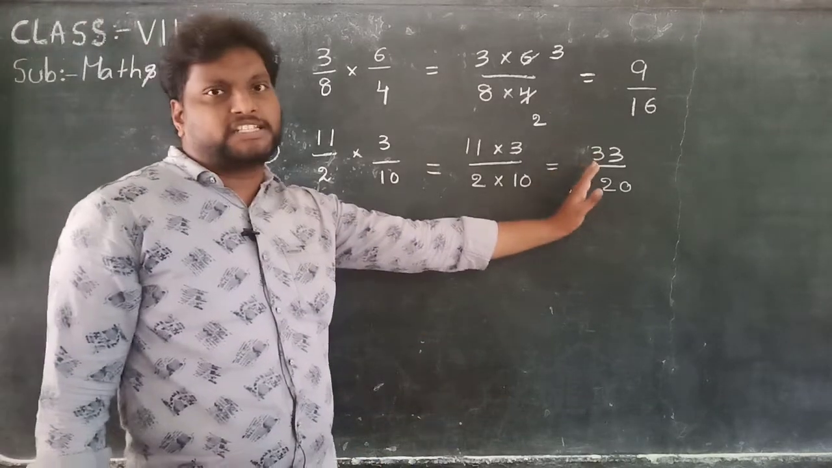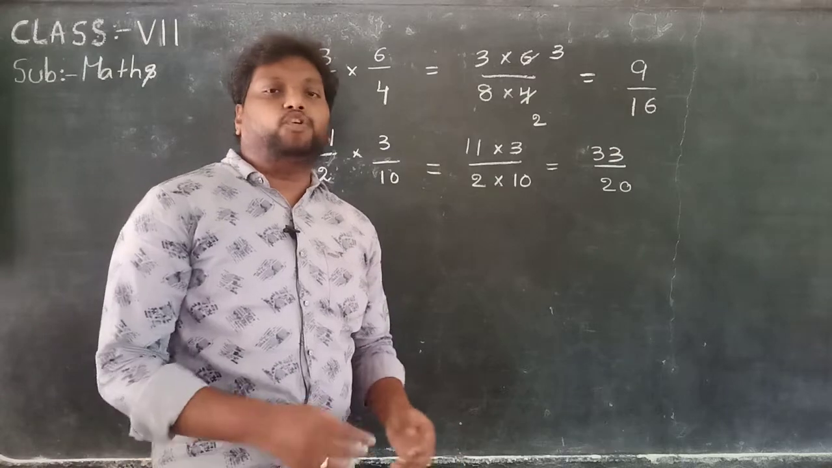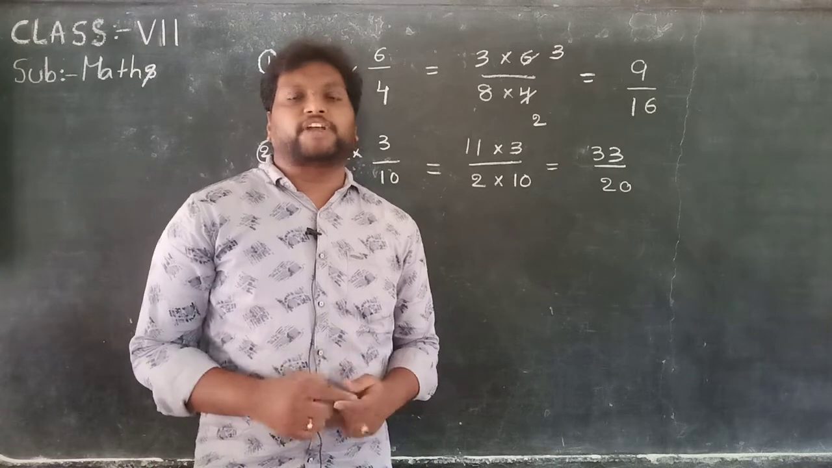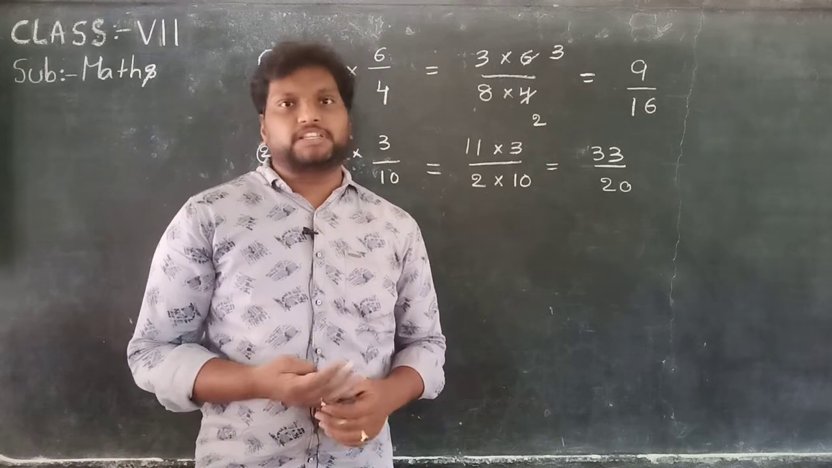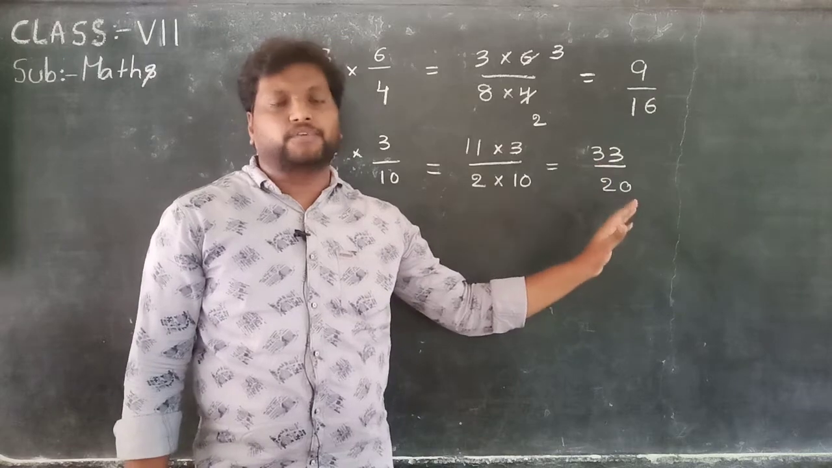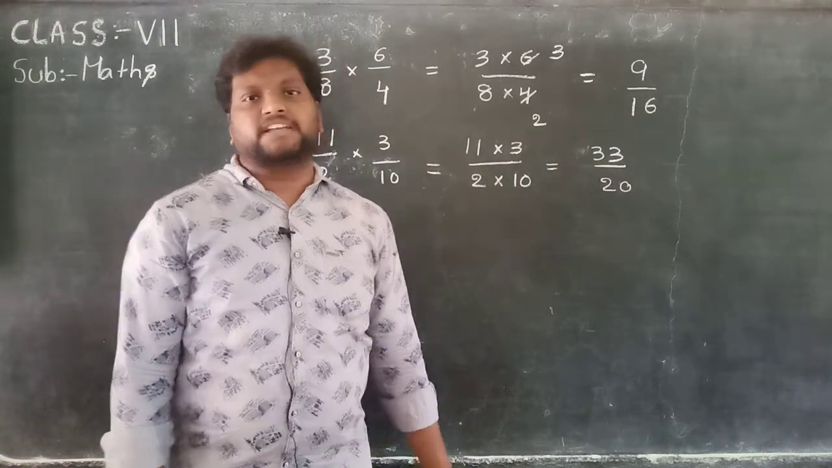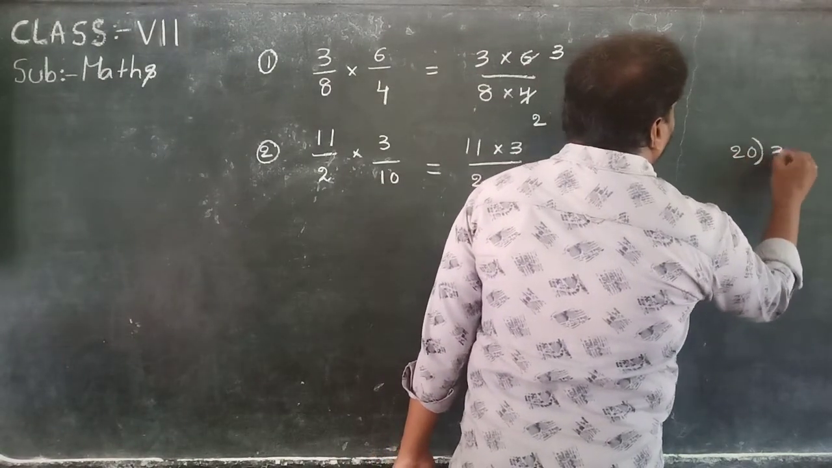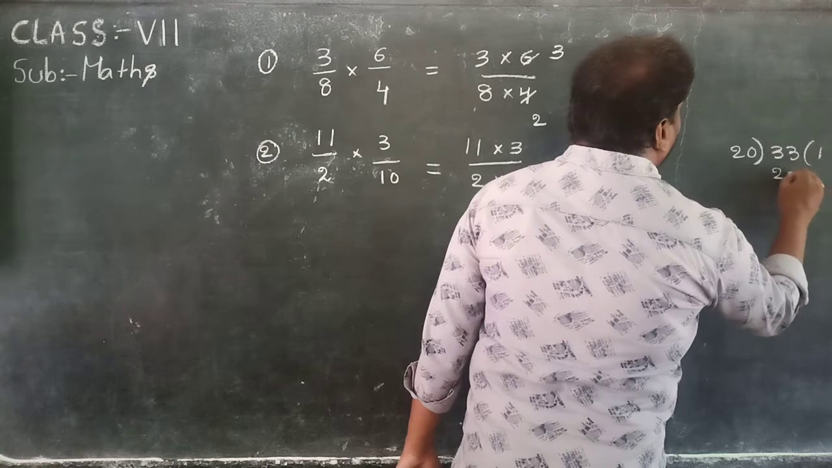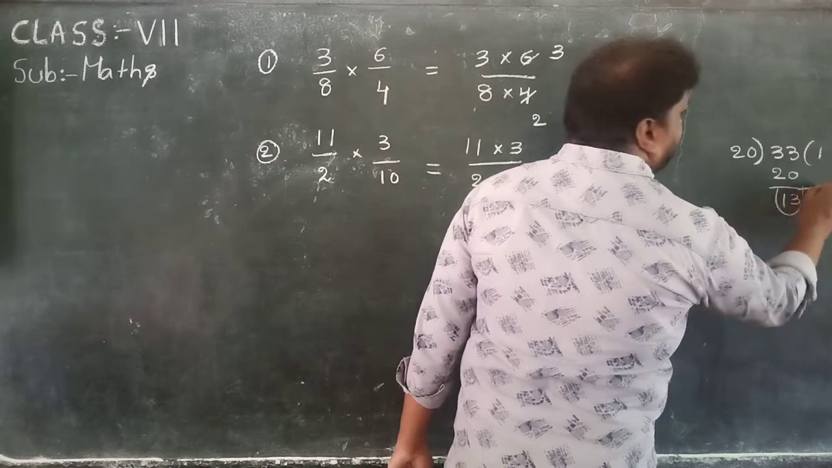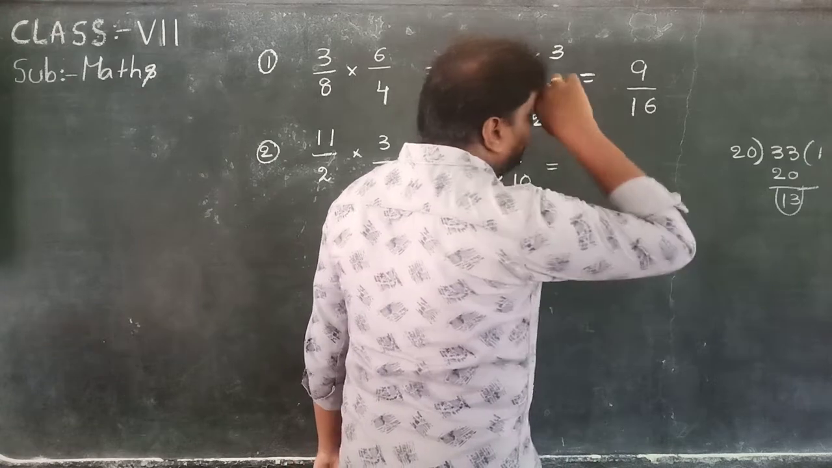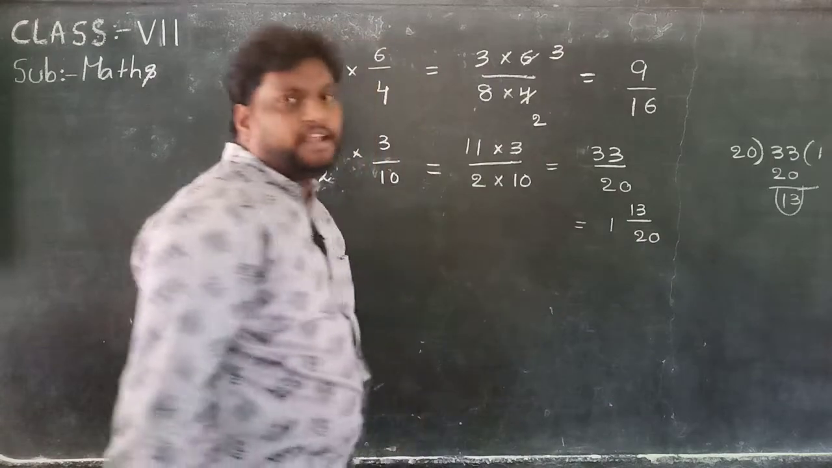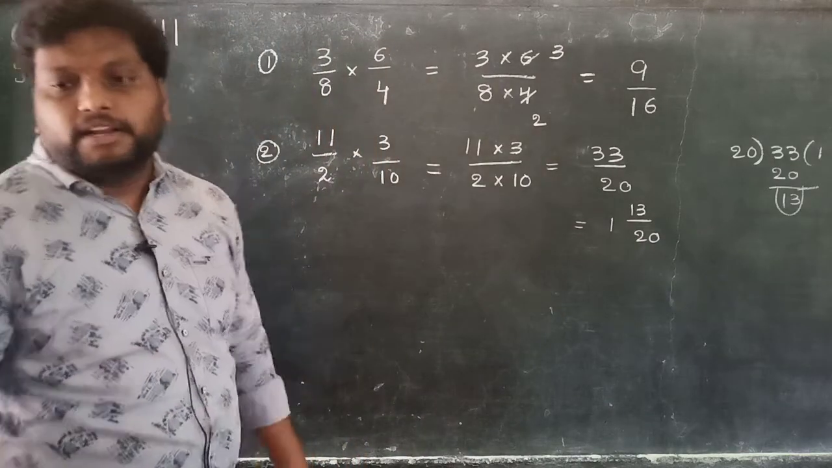Again, this is an improper fraction. It is possible to convert it into a mixed fraction. Not only in this case, in your answer if you get an improper fraction, it is better to convert it into a mixed fraction also. Actually up to improper fraction is enough, but converting into a mixed fraction is too good. Then 20 with 33: 20 1 jar 20, remainder is 13. Then what is the answer? The answer is 1 13 by 20. Okay, next one more problem we'll check.